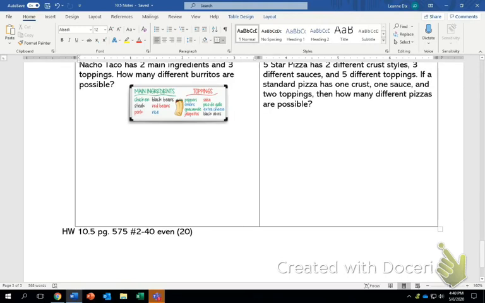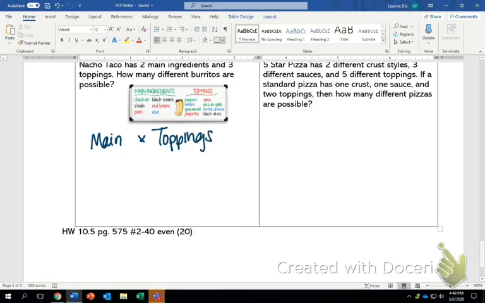So the first thing we need to do is think this one through. We know that we have main ingredients and we have toppings. This goes back a little bit to 10-3, where we talked about multiplying. The word "and" means multiplication. So we could say that this is the main times the toppings.